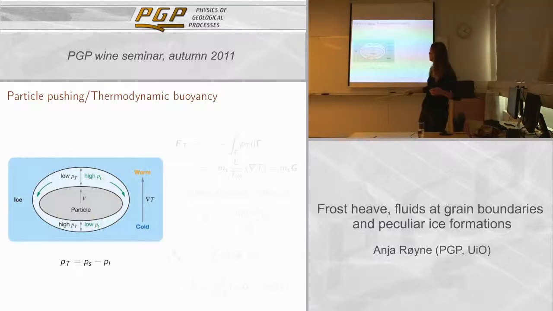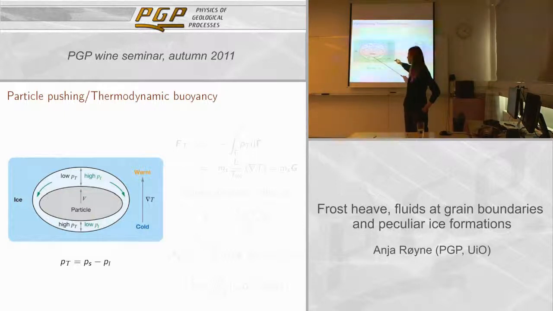But then the one theoretical thing I wanted to put in, which I don't know if you will agree with, is that now that we have these pressures worked out, we can look at what happens if you have a particle embedded in ice, and then you have a thermal gradient. So this could be a soil particle sitting in permafrost somewhere, and it's warming from the top. So it's colder down here.